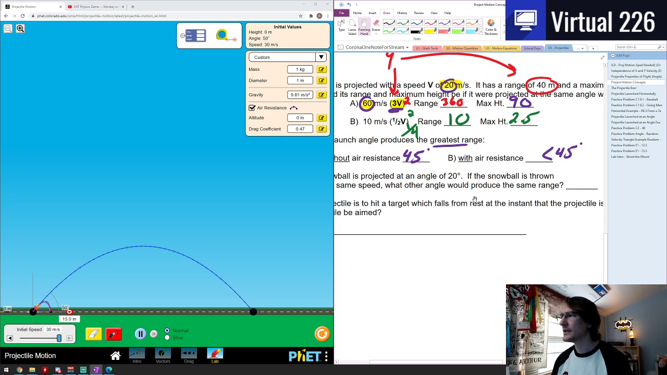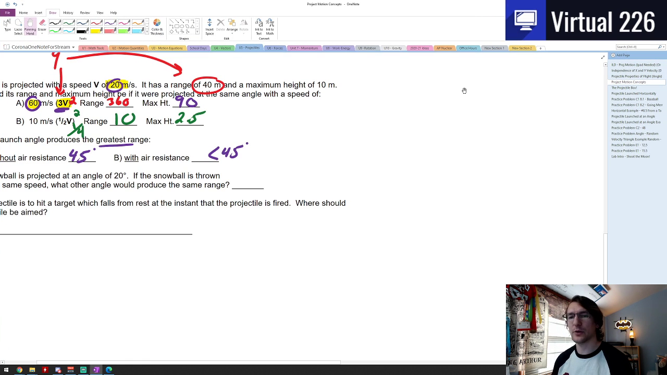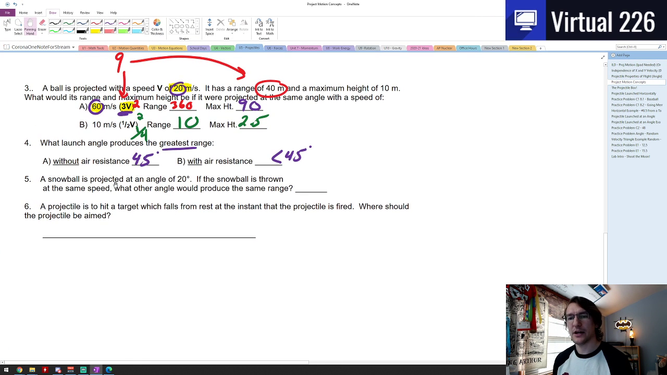Okay. If we take a look at the next one here, and let's just make this big screen. A snowball is projected at an angle of 20 degrees. It's thrown at the same speed, but it needs to be a different angle to hit the target. What angle would you choose? Well, remember, complementary angles. So 20 degrees plus something is going to equal 90, and that something there is going to be 70 for us.